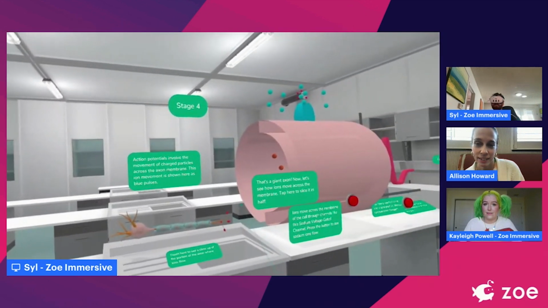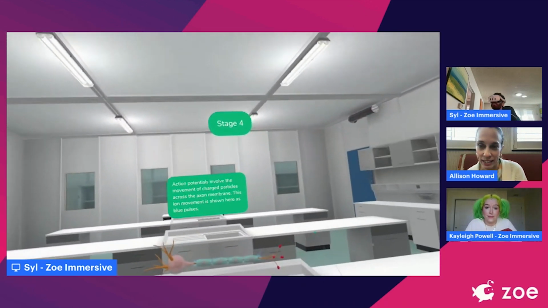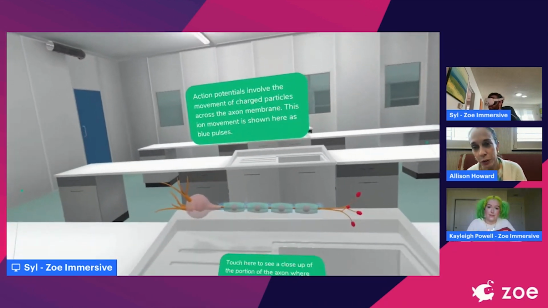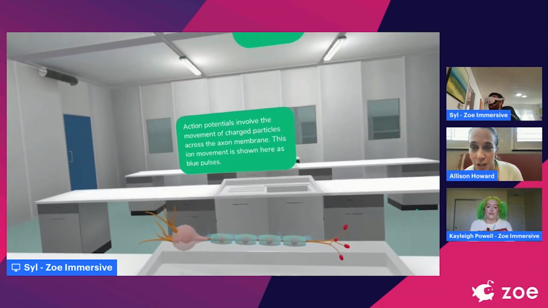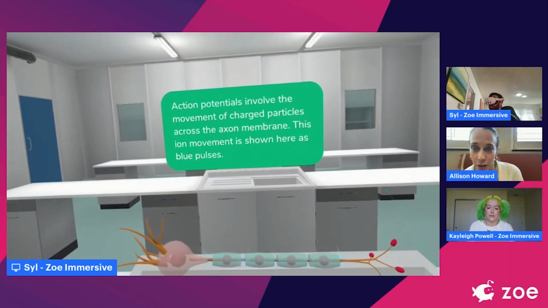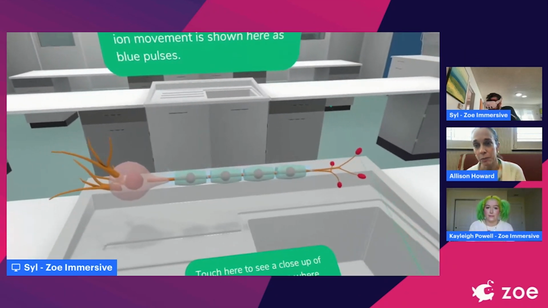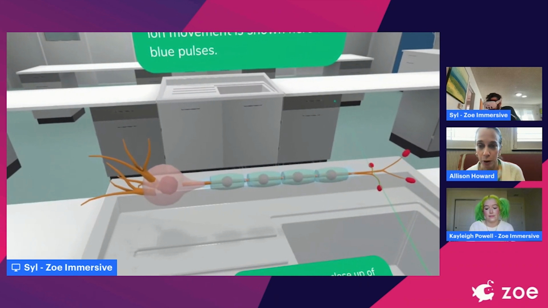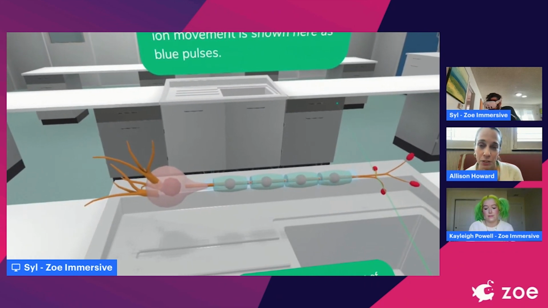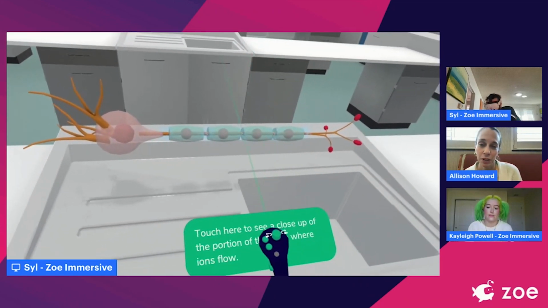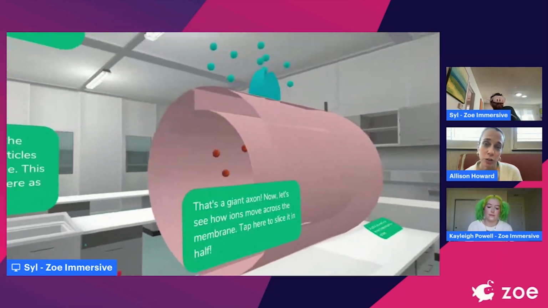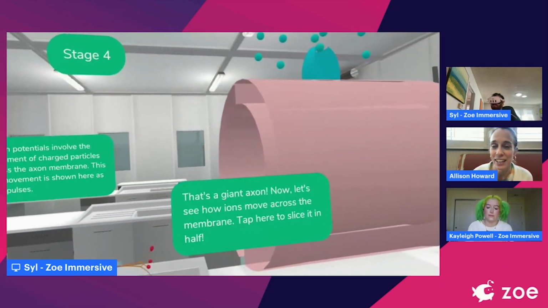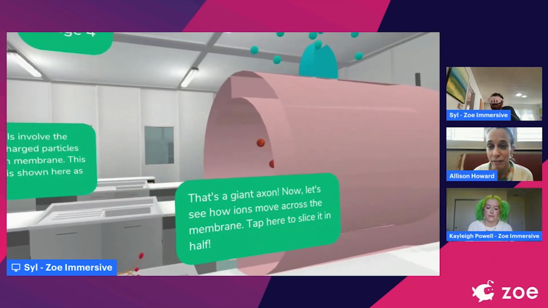And I think this is our second to last stage. So we are going to zoom in even farther. Here we have a reminder of where we are looking. The action potentials involve the movement of those charged particles, and then you can tap to zoom in. And we created this asset of a giant neuron that you can then tap to slice it in half.